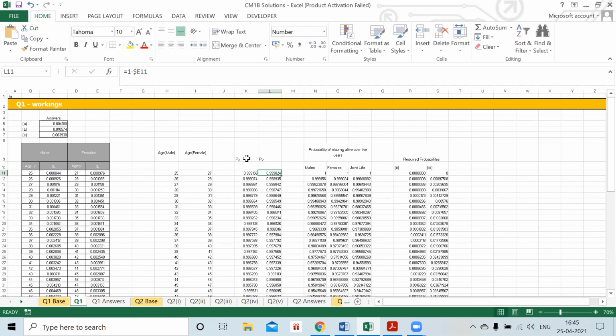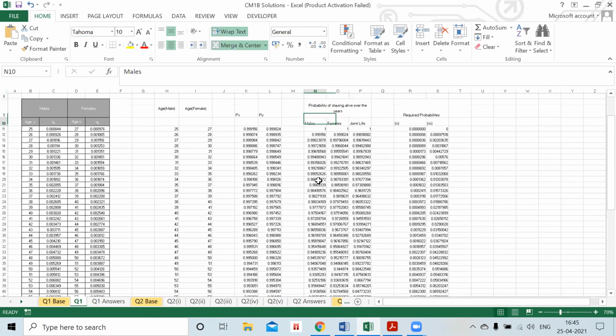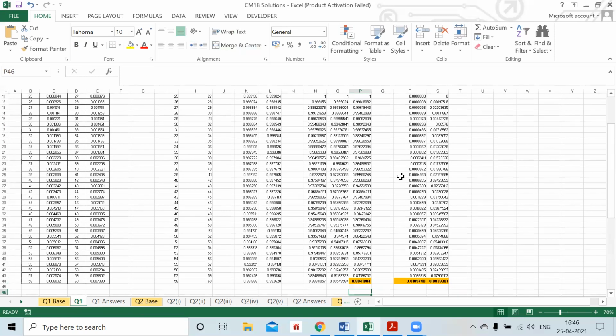Now we'll have to calculate it using the consistency principle, the probability of staying alive over the years. At the start, when they've bought the policy, the probability is 1. Next it is 1 times px, then px times px+1, and so on. Similarly for females, and for joint lives, both of them alive, it is px times py. So the last probability which we get for px times py is 0.841804.